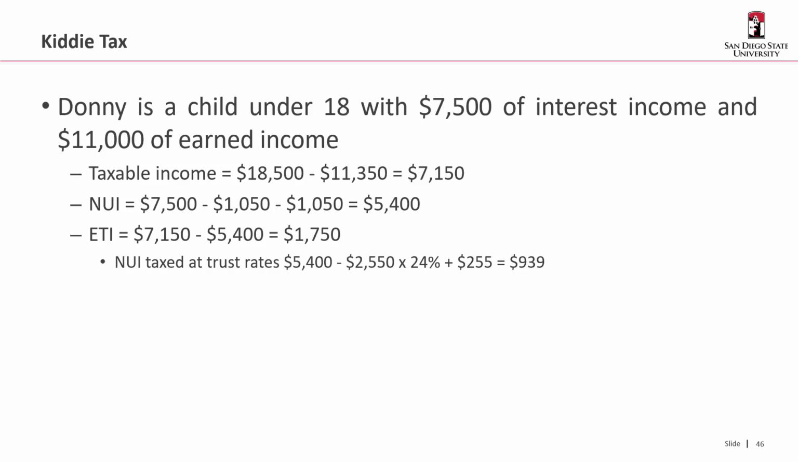So the NUI is taxed at trust rates. So now you would need to go to the table and you would see it's $5,400 minus $2,550 times 24% plus $255, and that's just right off the table amount. And the ETI is still taxed at 10% because we're well below the $9,250. Total tax is $1,114.